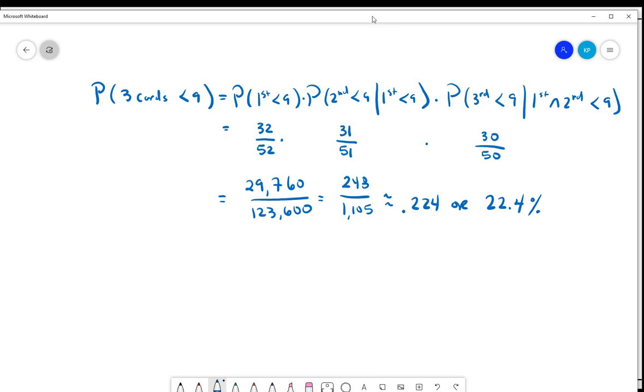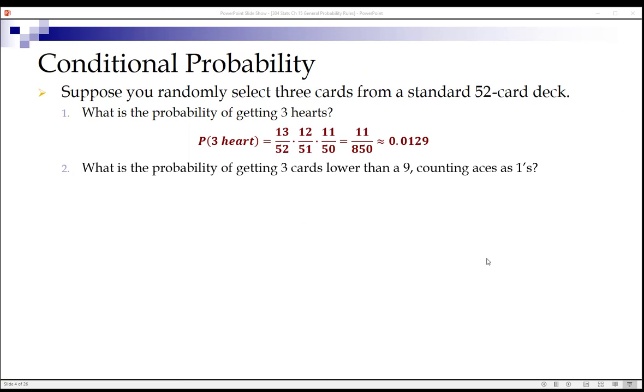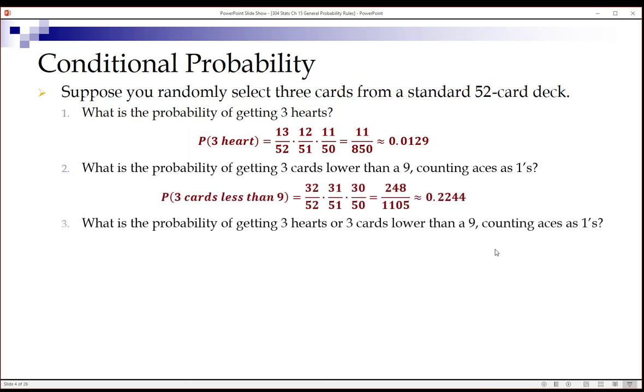And this one is going to mix these two questions together. So what would be the probability of getting 3 hearts or 3 cards lower than 9, counting aces as 1? See if you can answer this question on your own, and then come back to see what the solution is.